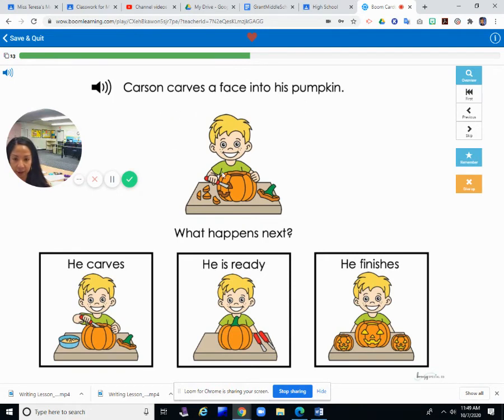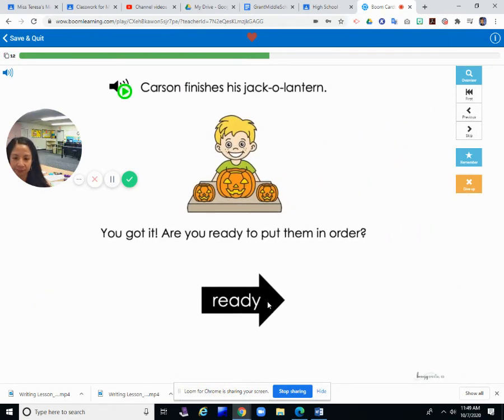Carson carves a face into his pumpkin. What happens next? Okay, so he carves a face into the pumpkin. What's next? He carves. Or probably he scoops. That one's probably supposed to be he scoops. He's ready to start, or he finishes. Carson carves a face into his pumpkin. What happens next? Okay, we know he's not ready to start because he already started, so maybe he finished. That's cool. Carson finishes his jack-o'-lantern. You got it.